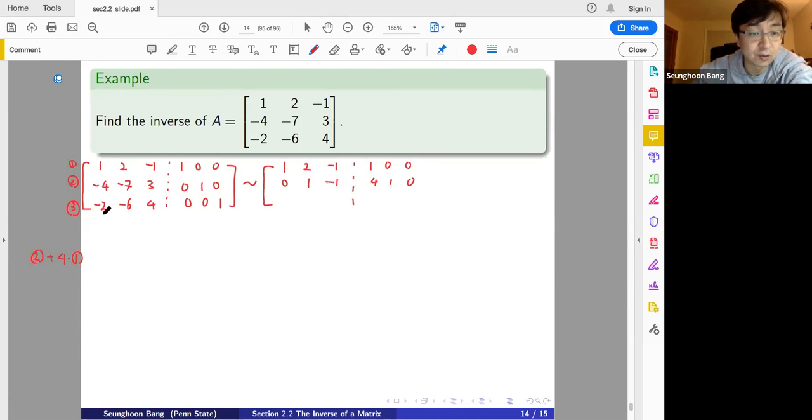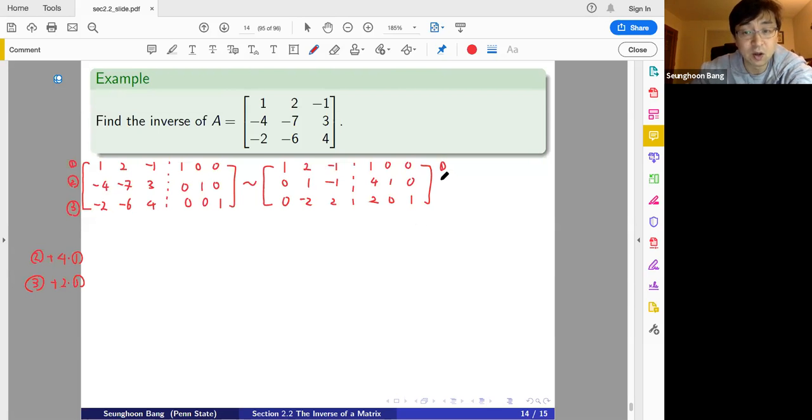The next, the third one. How can we handle the third row? The third row plus 2 times the first row. The 2 minus 2 is 0. The 4 minus 6 is negative 2. The negative 2 plus 4 is 2. Here, 2 times 1 is 2, so we have 2, 0, 1. So we have this kind of thing.